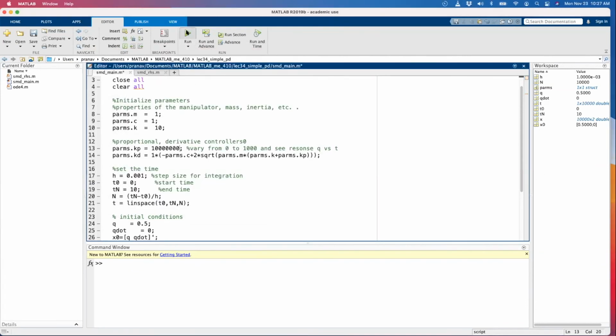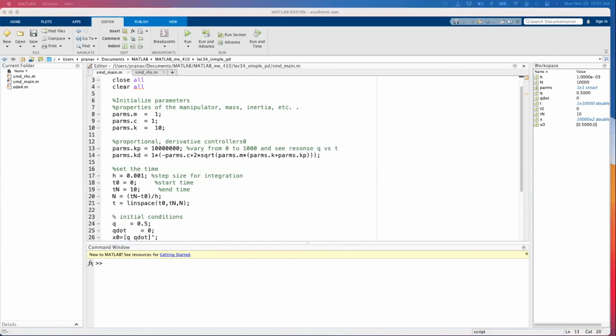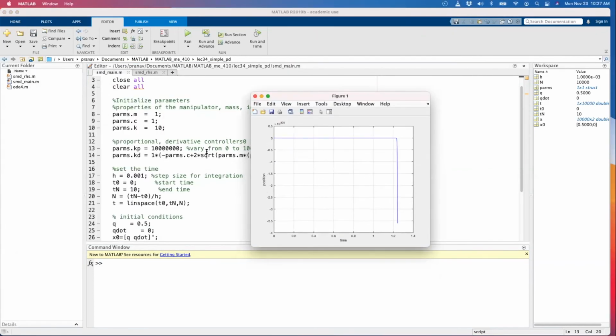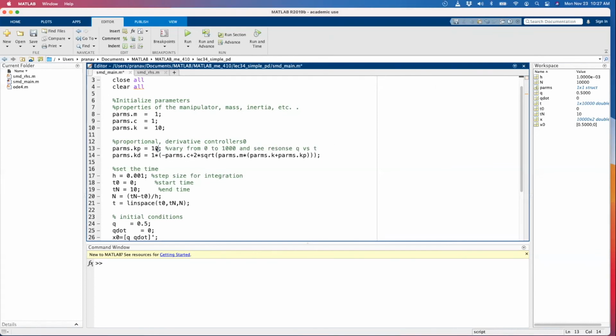At some point it should just blow up. Yeah, there it is. So now if I change it to, I don't know, 10 million, 1, 2, 3, 4, 5, 6, yes, 10 million, then you see that you get 10 raised to 300. That's because this is beyond the tolerance of the integration. This will not work.